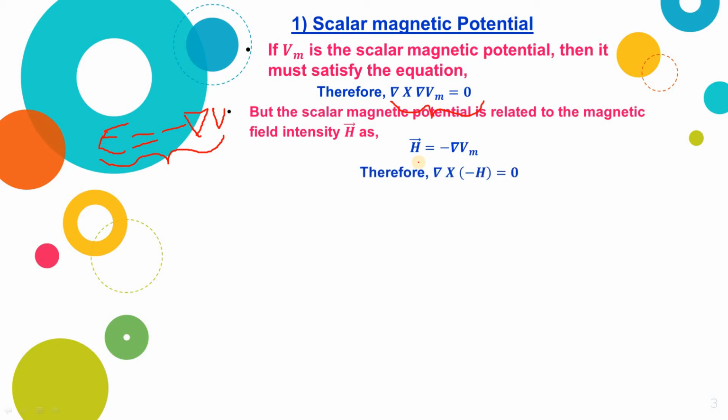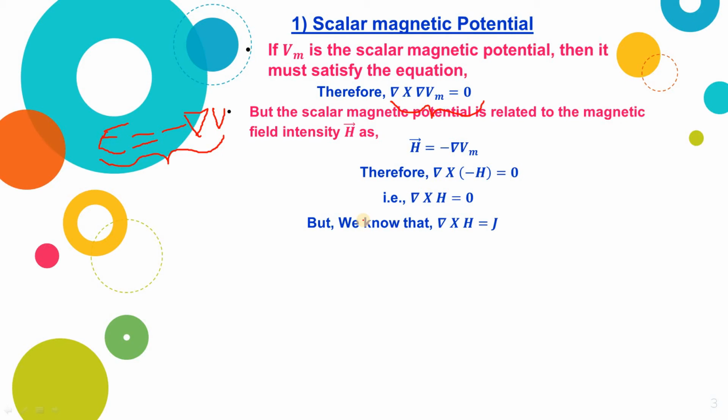We can correlate this equation to the above equation. Instead of del Vm, we can write minus H. Therefore, del cross minus H is equal to 0, that is, del cross H is equal to 0. But we know that the curl equation is del cross H is equal to J, which is Ampere's circuital law in point form.